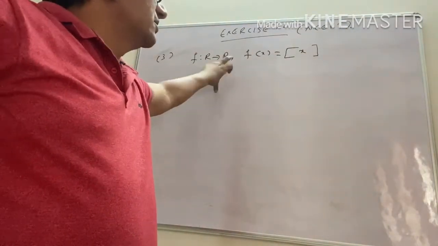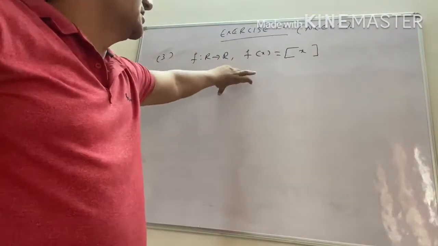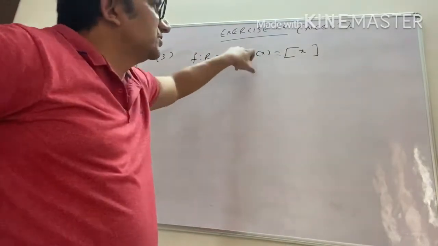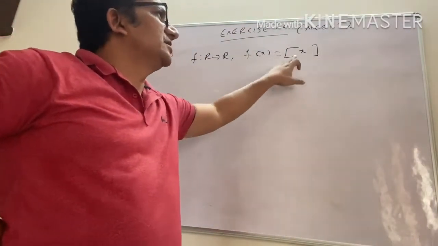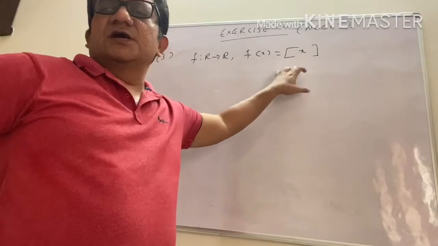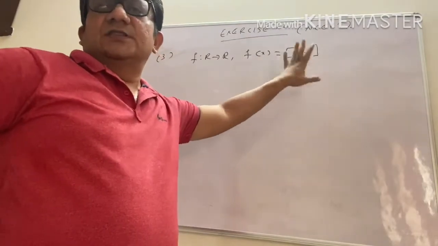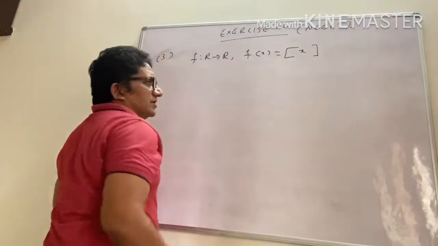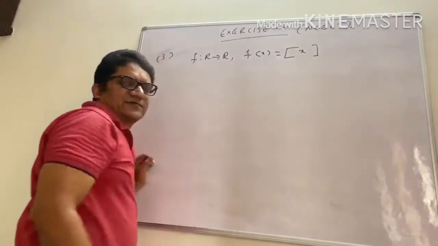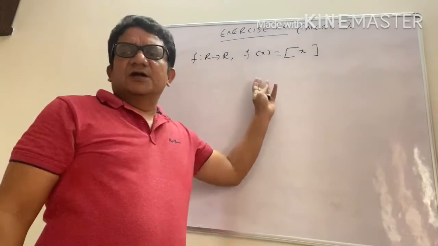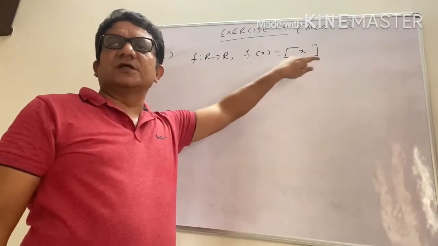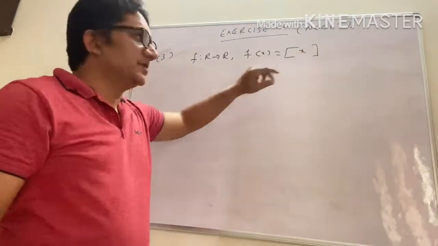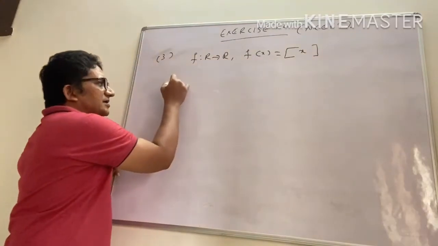f of x equals the greatest integer function, defined from R to R. Now we need to check whether this one is one-one and onto or not. To check that, we can't take f of x1 equals f of x2, so we need to take an example. And before doing this problem, all of you listen carefully, I will repeat the concept of the greatest integer function.